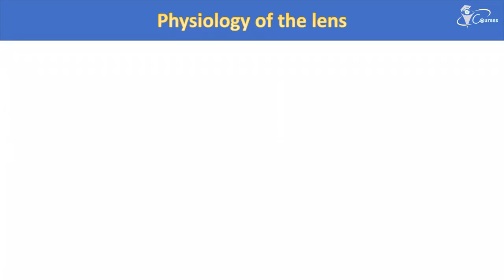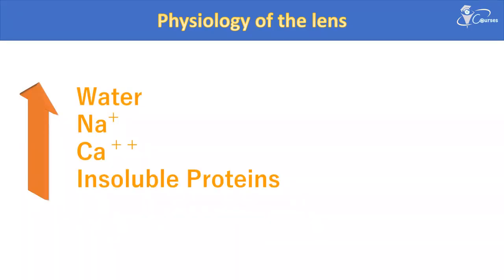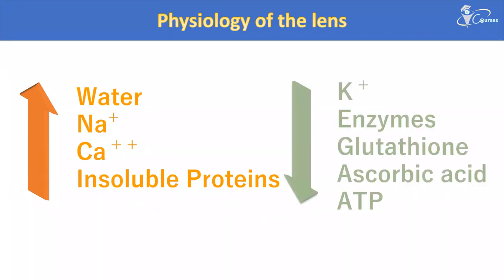Regarding the physiology, the lens is one of the metabolically active tissues in the body, and it requires oxygen in order to keep its transparency. In order to be transparent, there is a certain physiological process and equilibrium that should be present in the lens. The lens has a high water content. If there are disturbances in these physiological processes, they will cause cataractogenesis, which is cataract formation.